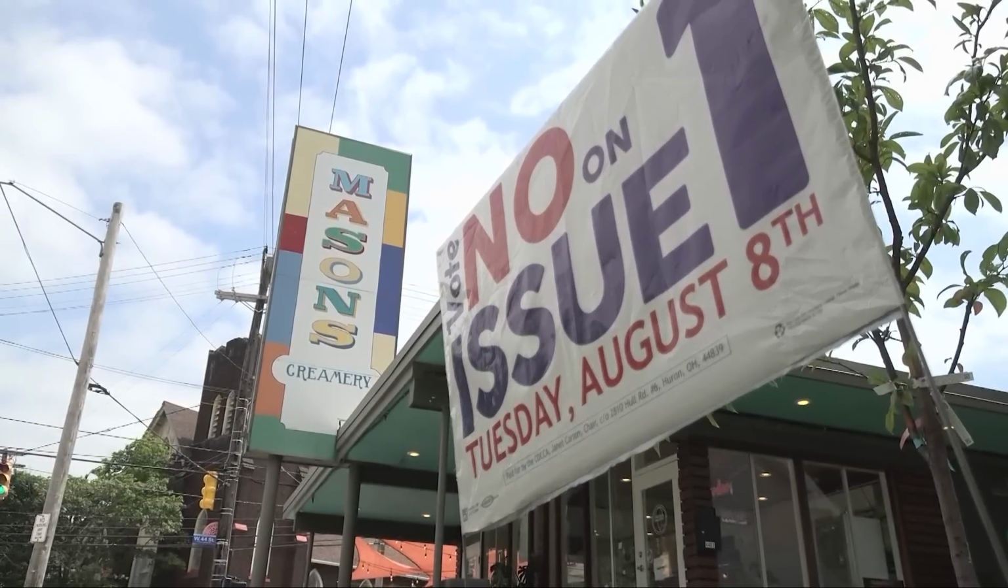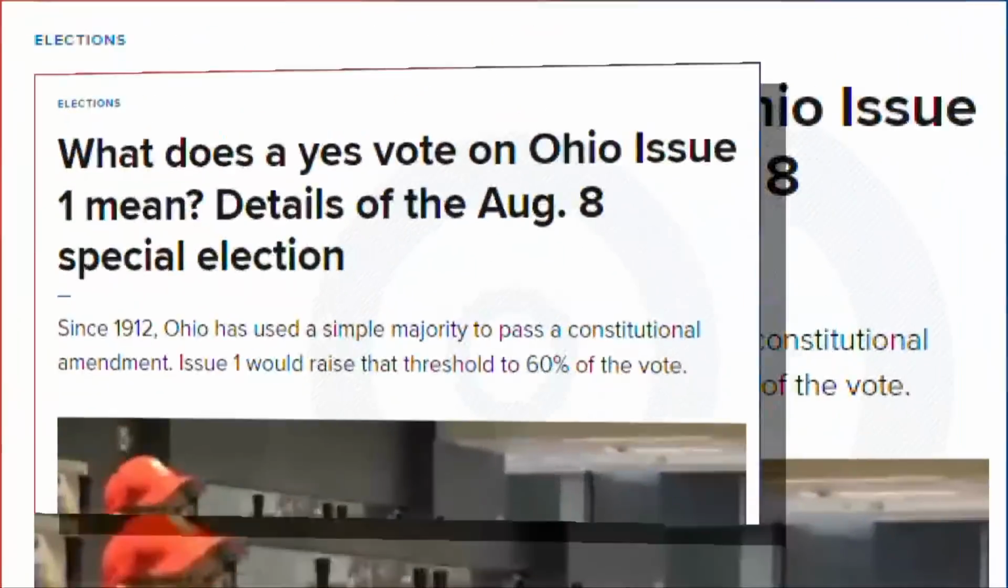Now, even though this has been a hot topic for weeks, seemingly months, we know that lots of people still have questions about what all of it means. Our Isabel Lawrence breaks it down. Our special election voting guide detailing what Issue 1 is and providing polling information has been the most clicked story on our website for days now.